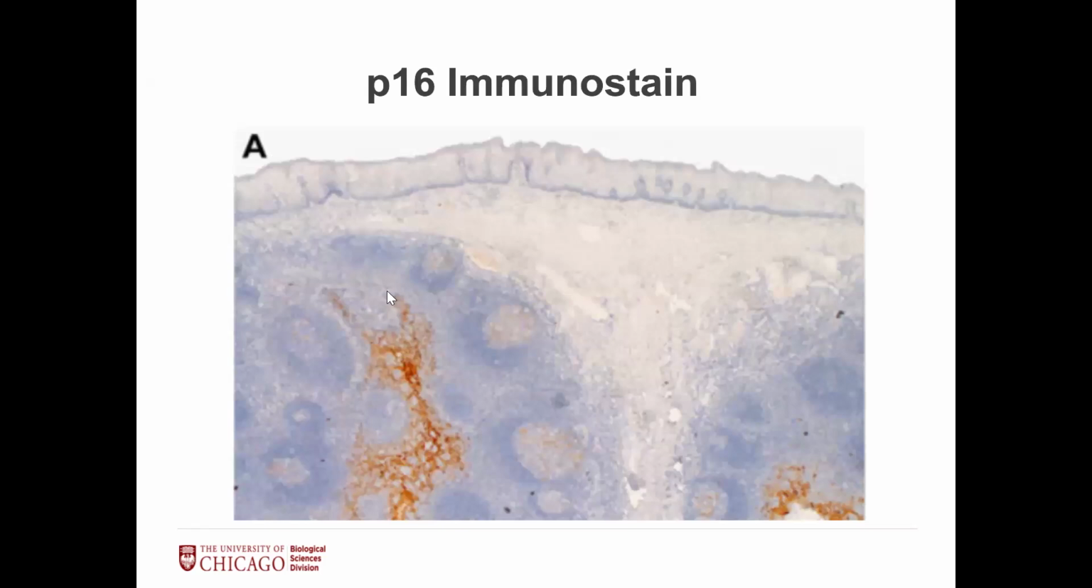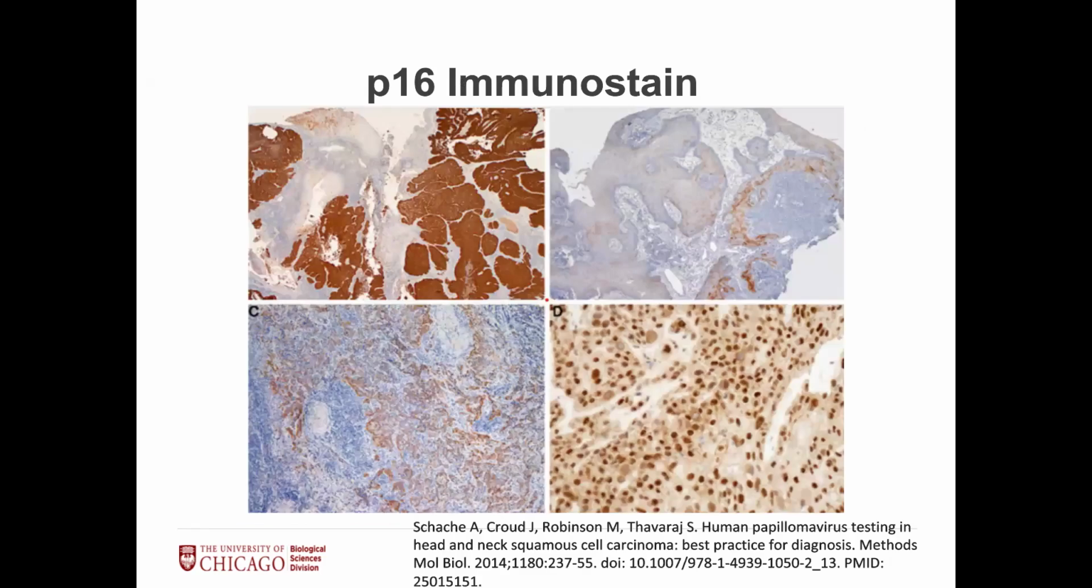p16 immunostain, this is a normal tonsil. In your normal tonsil, you're going to have some p16 pickup. Be aware that your crypts are going to pick up like this. Be aware that your germinal centers are going to look a little p16 positive. What is a true p16 positive stain pattern?